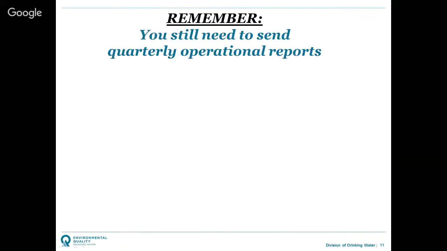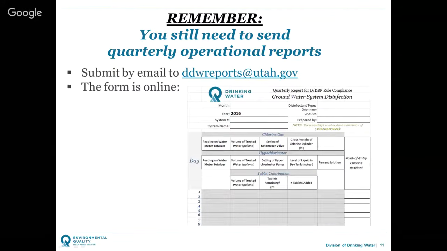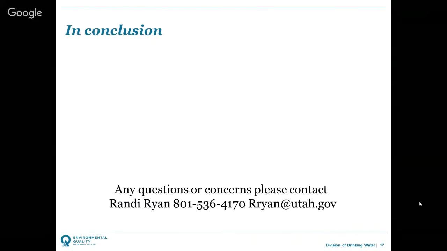Right there. Okay. You still have to send in quarterly operational reports. You can submit them over email to ddwreports@utah.gov, and those are also due every calendar quarter. And this is what the form looks like. It's on that link that I showed you in the previous slide. And you can pick if you're using chlorine gas or a hypochlorinator or tablets, and then you just fill out 1 page per month. And then every quarter you submit the 3 pages, 1 for each month per treatment facility.